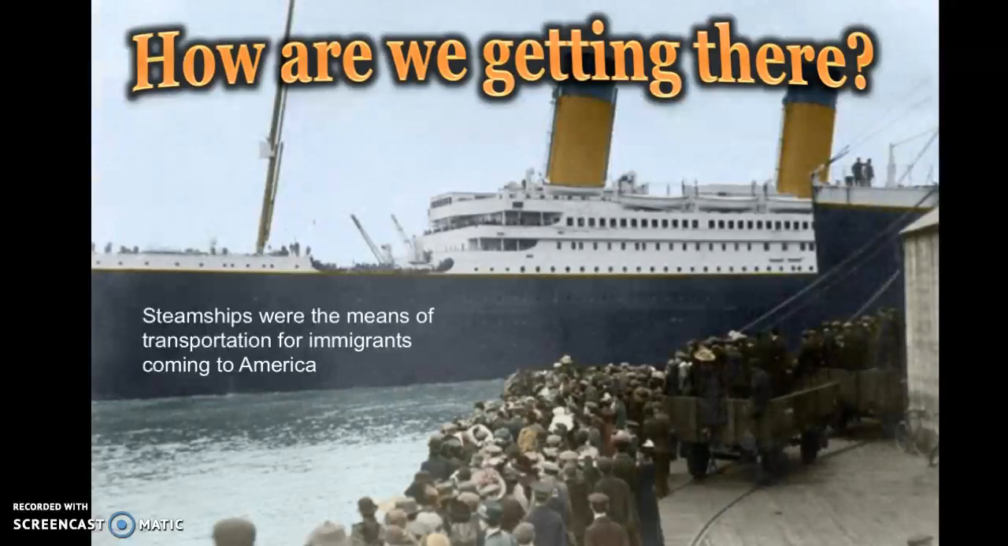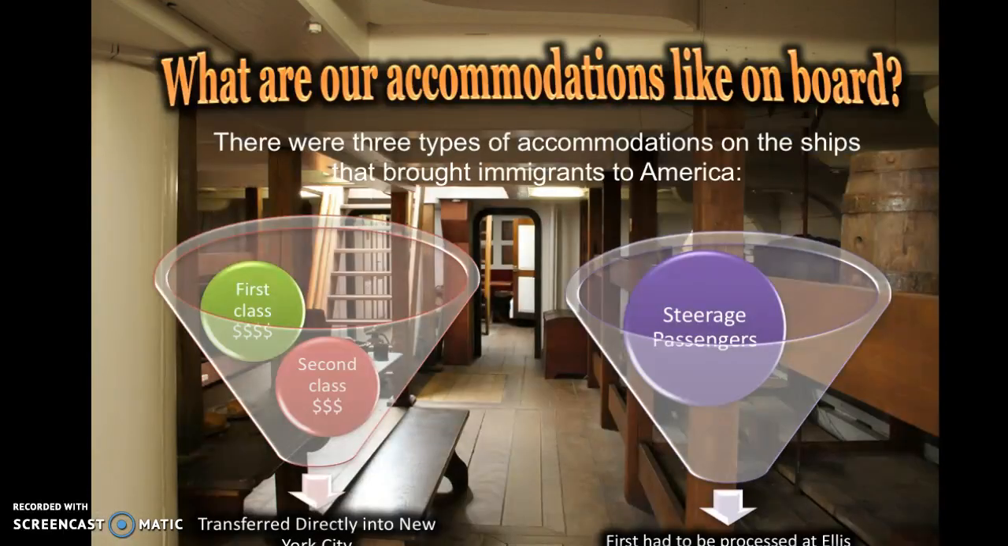So how did immigrants get here? Whether you were coming from Asia or from Europe, you came by steamships. When we go through some of these pictures, if any of you have ever seen the Titanic, this will all seem kind of familiar to you. You had to travel on the steamships. Obviously, there were no airplanes or anything, so steamships were the way to go.